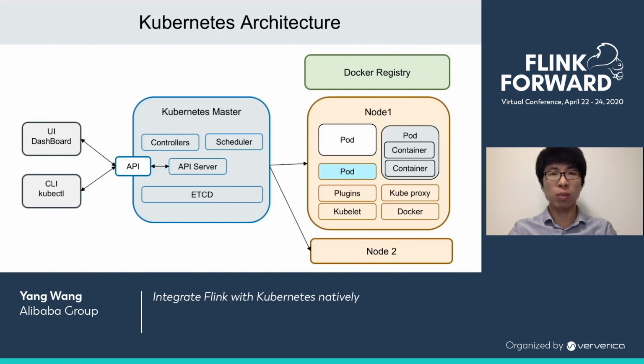This is the architecture of Kubernetes. It is a very typical distributed master-slave architecture. The master node is responsible for managing the Kubernetes cluster. It consists of various components including the API server, the etcd storage, the controller manager, and the scheduler.